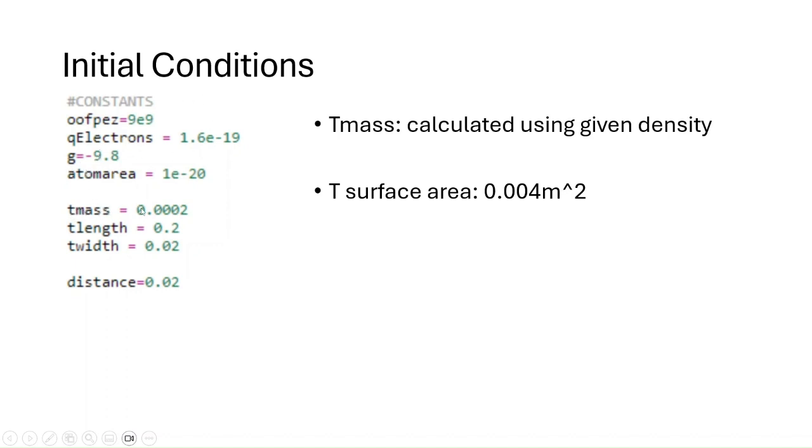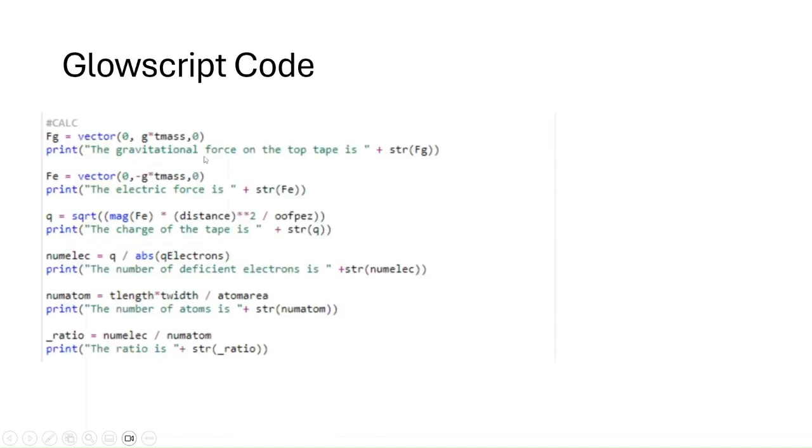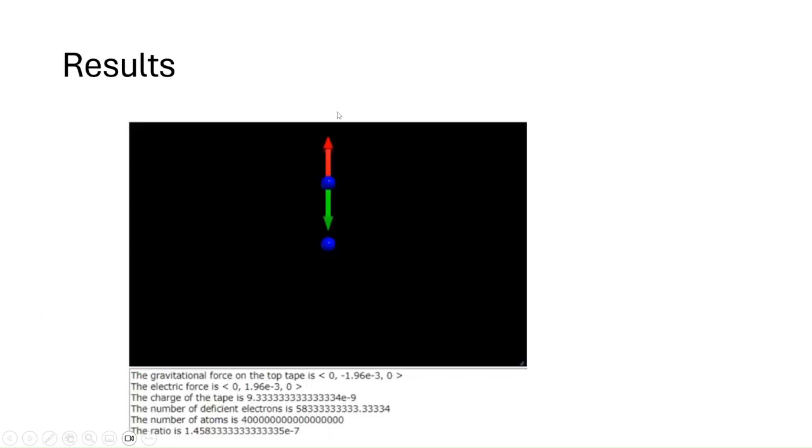This is the tape mass, the length and width, and we have calculated the surface area, which is 0.004 meters squared. The distance we got was 0.02 meters, and then we calculated the mass, 0.0002 kilograms, based on the given density. This is the other part of the GlowScript code, calculating the gravitational force, the electric force, the charges, the number of electrons, the number of atoms, and then their ratio.